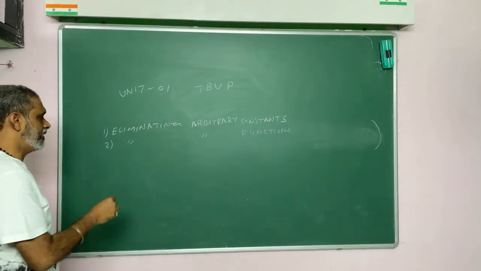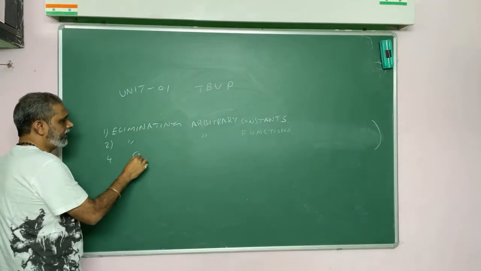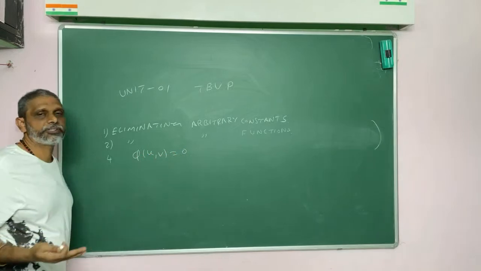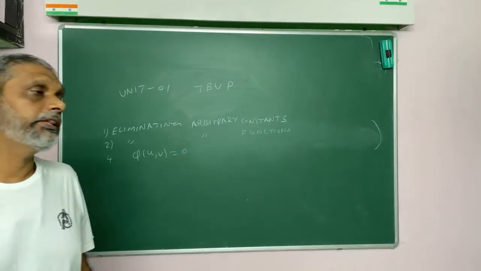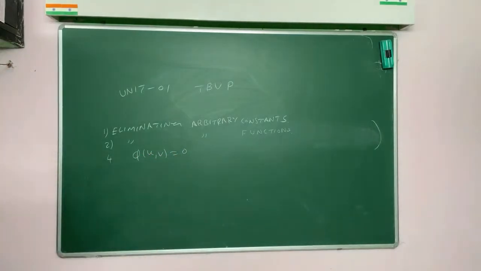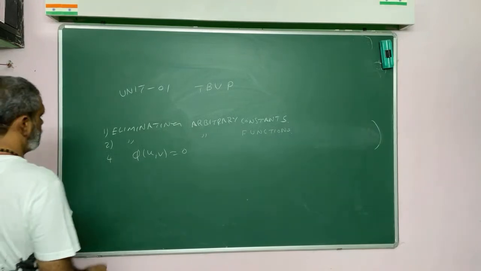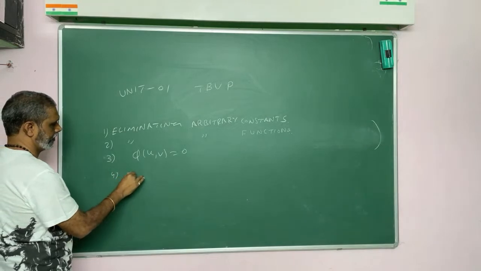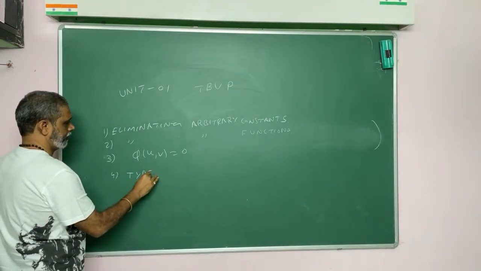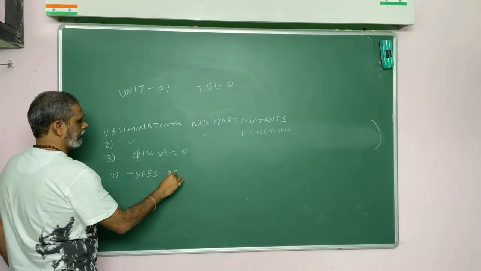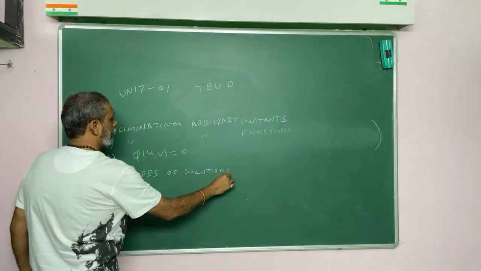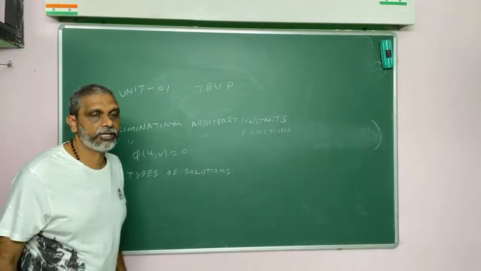If you go deeply, you can go to φ of u comma v type also. This is also nothing but a function only. Two functions, single function, you will remove. Then later, you will read the types of solutions.